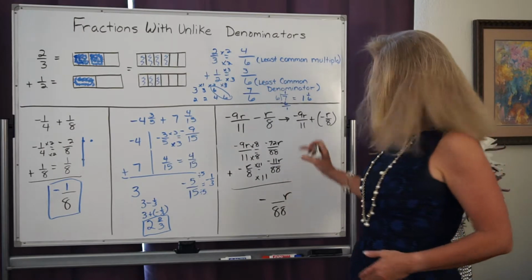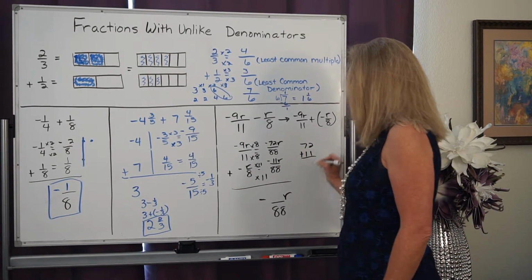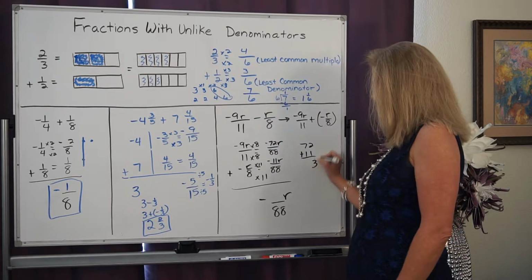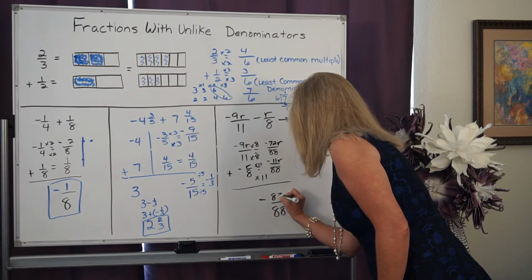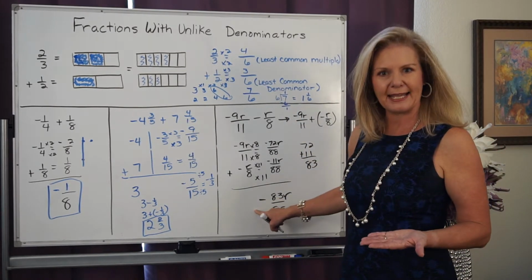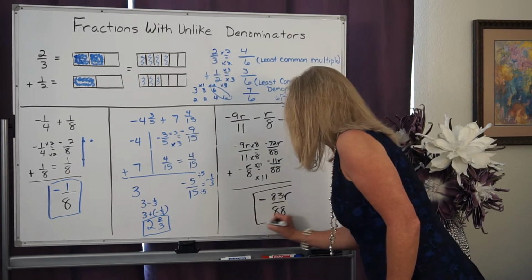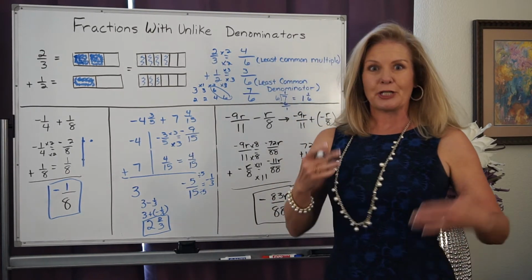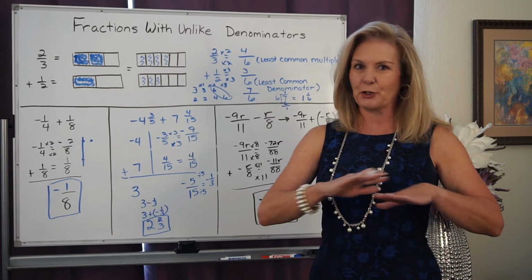Now my last step, just add those numerators. So if I take 72 and I add 11, 2 plus 1 is 3, 7 plus 1 is 8. 83, let me say it, negative 83r divided by 88 would be my final answer. Looks complicated, but if you take it step by step, it should work.